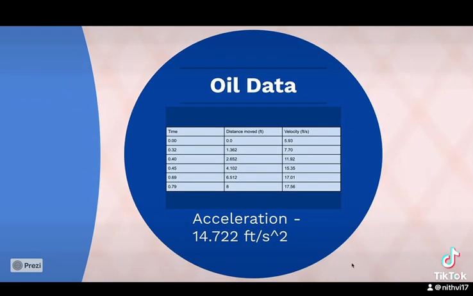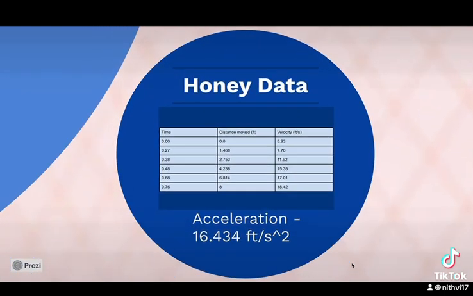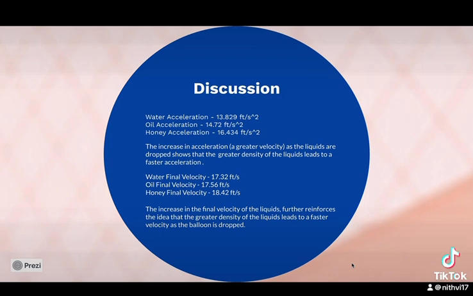For the oil, the acceleration was found to be 14.722 feet per second squared. Finally, for the honey, the acceleration was found to be 16.434 feet per second squared. The increase in acceleration, a greater velocity, as the liquids are dropped shows that the greater density of the liquids leads to a faster acceleration. Along with this, the increase in the final velocity of the liquids further reinforces the idea that the greater density of the liquids leads to a faster velocity as the balloon is dropped.